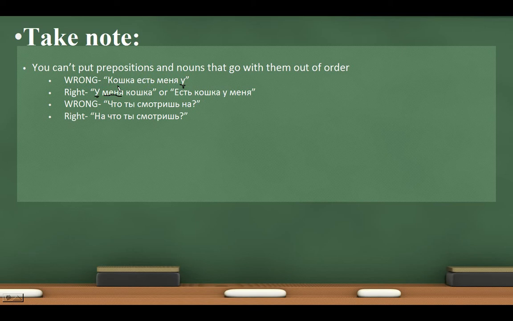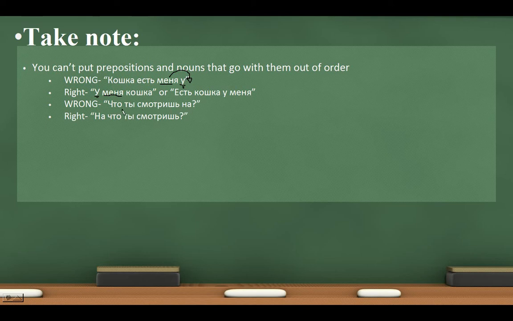You cannot say koszka jest mnie u. The mnie should always be after the preposition. So basically the noun that goes with the preposition should always be after the preposition. And so if you want to say, what are you looking at? In English, the preposition is at, and for some reason we put at the end. And if you want to literally translate that, it's like, что ты смотришь на?